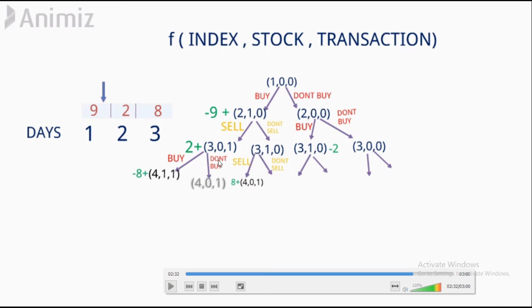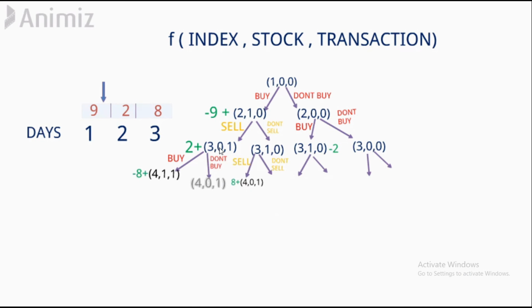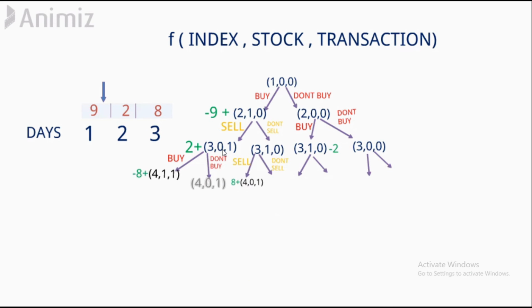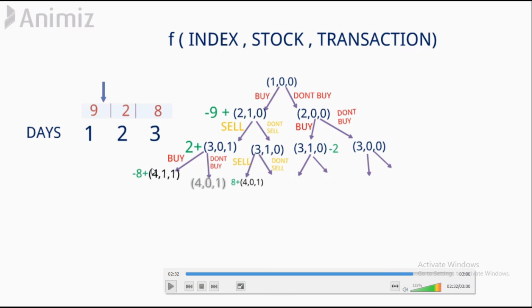Fine. See this branch. Again here, since the stock is 0, remember the branches will be extended based on the stock available. If it is 0, we are having two options, buy or don't buy. If it is 1, we are having two options, sell or don't sell. Remember this. Fine. Here, buy. Index 3, we are at day number 3. I have to buy a thing because here it is 0. If I bought something, I will pay from my pocket.